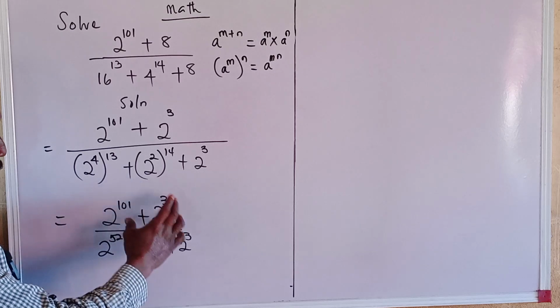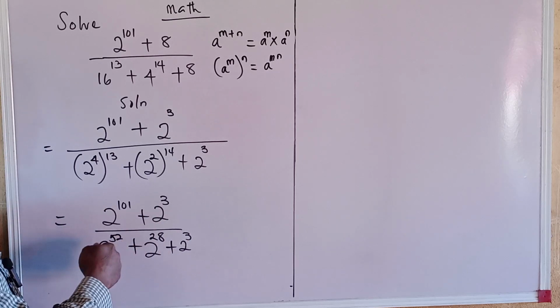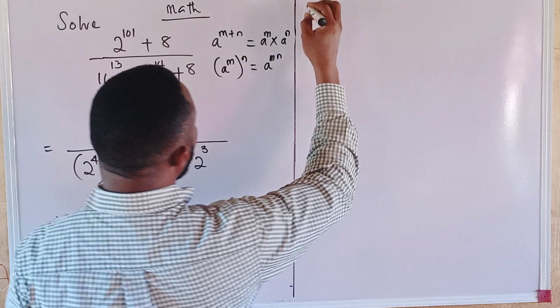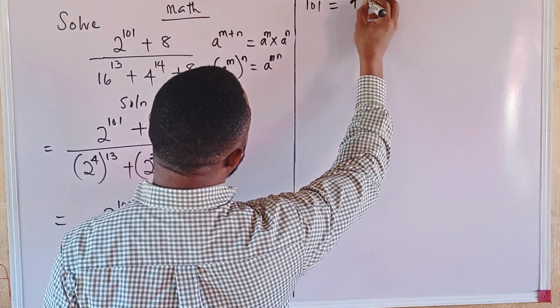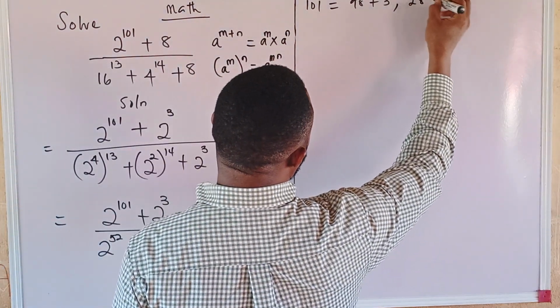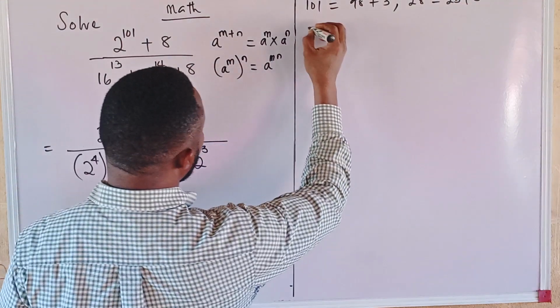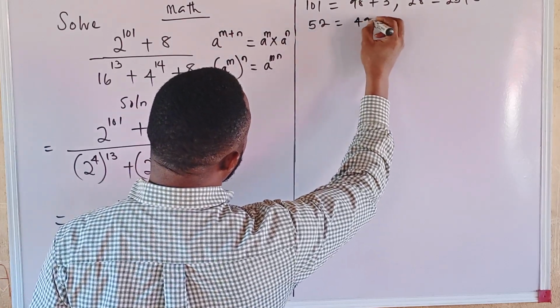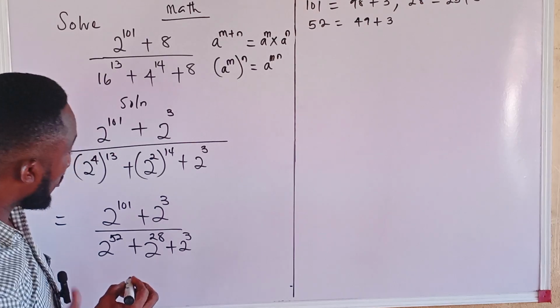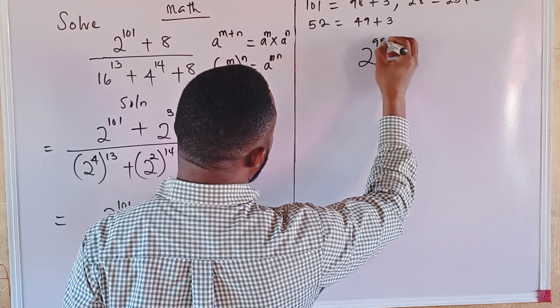As you can see, 2 to the 3rd or 2 cubed is inside 2 to the 101, and the others, 2 to the 52, 2 to the 28. So 2 cubed is actually inside all these numbers. And now we know that 101 is the same thing as 98 plus 3. So 28 is also the same thing as 25 plus 3. Then 52 is 49 plus 3.